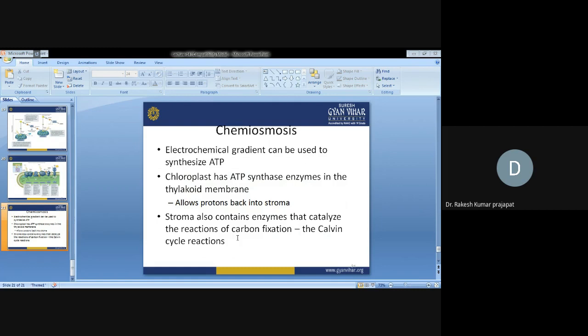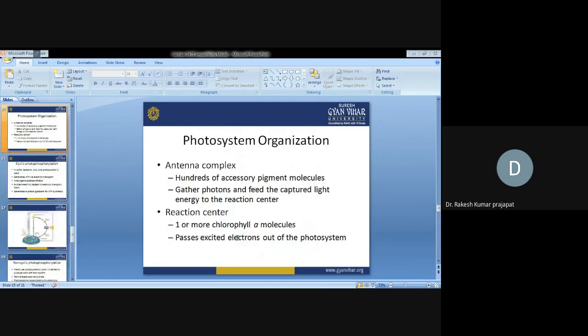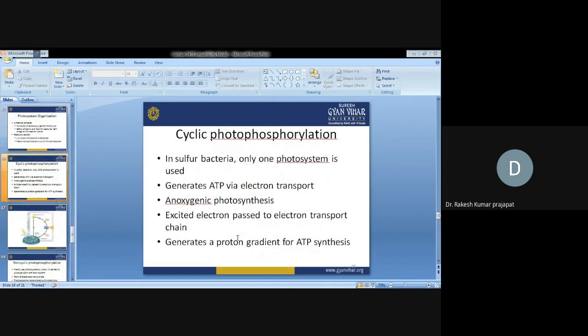The stroma also contains enzymes that catalyze the reaction of carbon fixation by the Calvin cycle. In this case, it will first perform different individual functions. Calvin cycle phosphorylation.